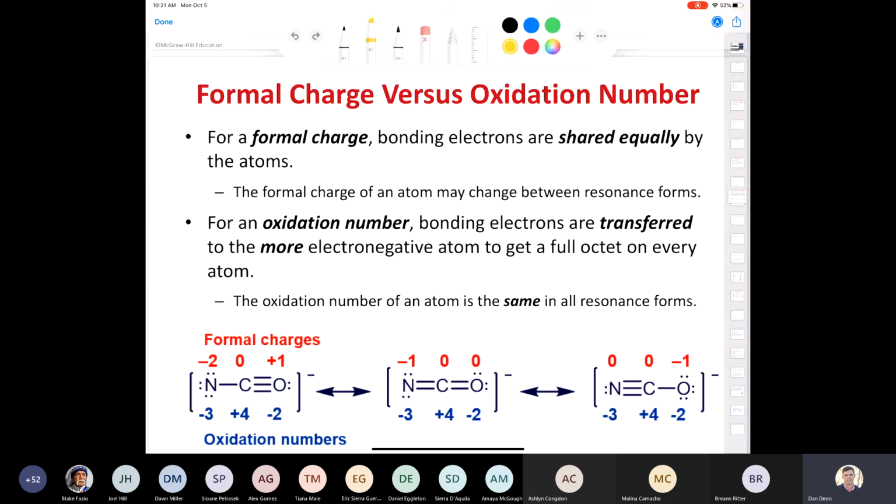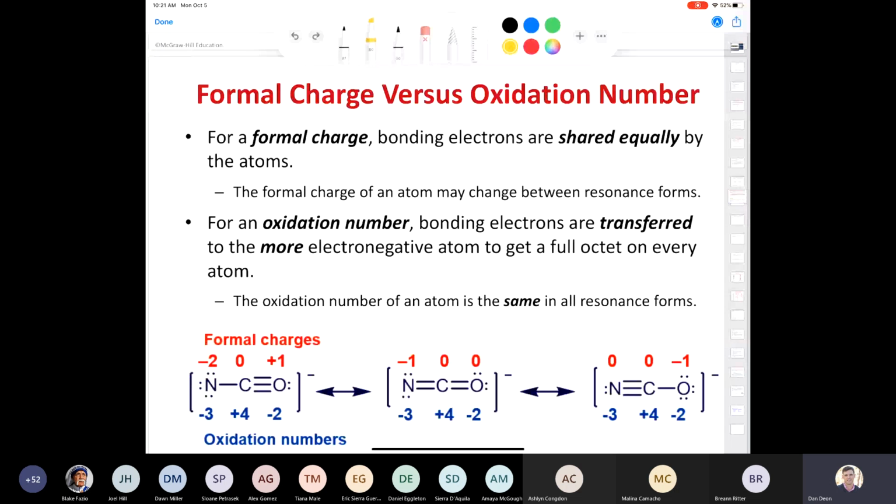For formal charge, bonding electrons are shared equally by the atoms. The formal charge formula was: the valence electrons, subtract sticks, subtract dots. The formal charge of an atom can change between resonance forms. Let's look at an example. The formal charges are the ones that are in yellow. Look at the formal charge of the nitrogen. It goes from being -2 to -1 to 0, depending on the resonance form you're looking at.